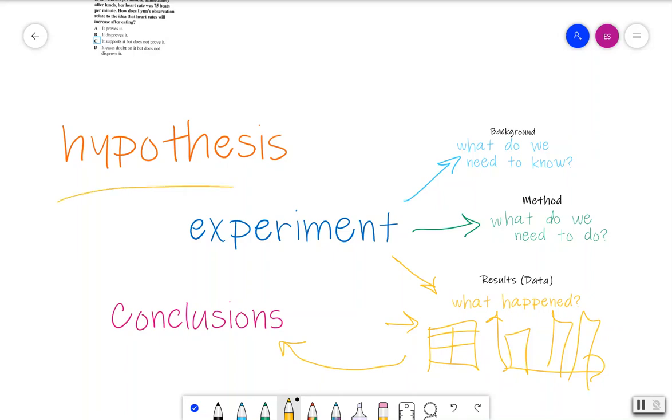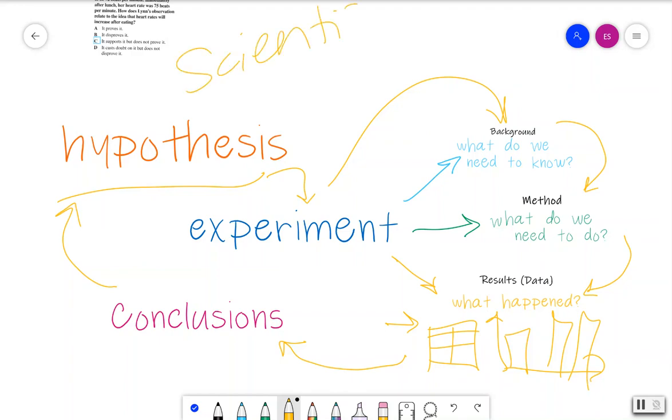So you start with a hypothesis. From the hypothesis, there's an experiment, which starts with the background, what do you need to know, the method, how you're going to do it, and then the results, what happened. And then that leads to the conclusions of what do we know now? Is the hypothesis supported or is the hypothesis not supported? And now what further questions do we have that we might want to explore using this same process? This process is called the scientific process. So let's see how this applies to a question on the HiSET.